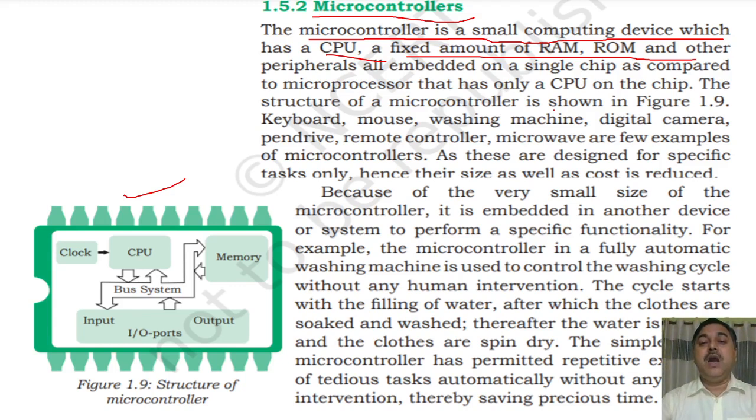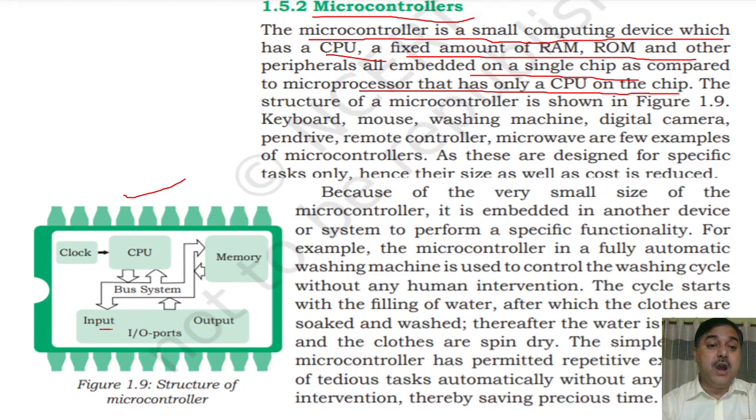So we have different patterns of peripherals, and those peripherals are embedded in various ways in a single chip. When we compare a single chip with a microprocessor, the microprocessor has only the CPU and the chip. So you can see from here.